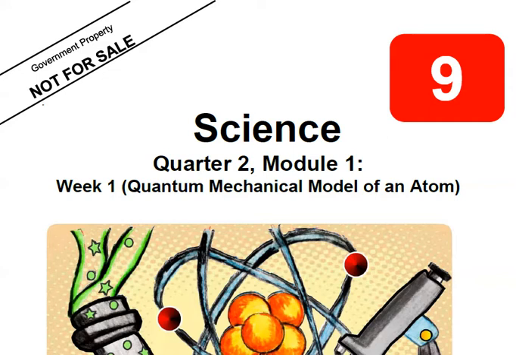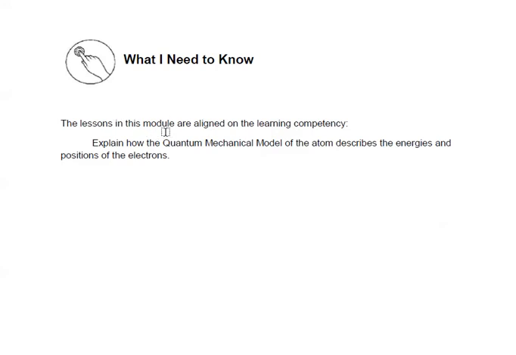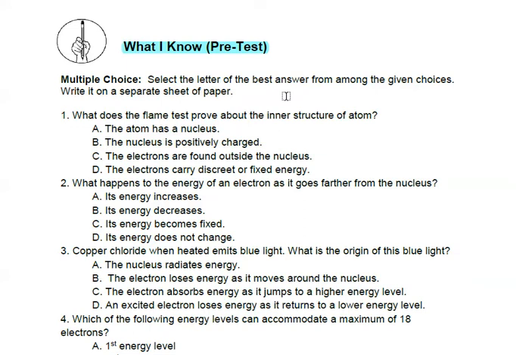Module 1 for Quarter 2, the quantum mechanical model of an atom. Our objective for this module is to explain how the quantum mechanical model of the atom describes the energies and positions of electrons. Let us begin with our pretest.